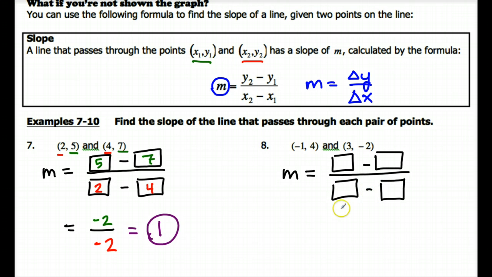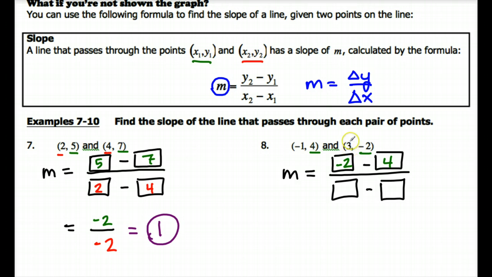And you're going to see why I'm doing that for this problem. In the last problem, I went ahead and did 5 minus 7 on the top. So I started with my first point, and then I subtracted the second y coordinate here. You're also allowed to start with the second y coordinate. So in this case, the second y coordinate would be negative 2, and subtract the first one, which should be 4.